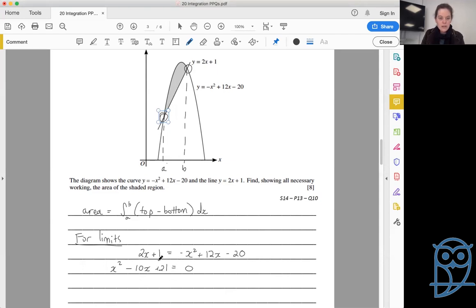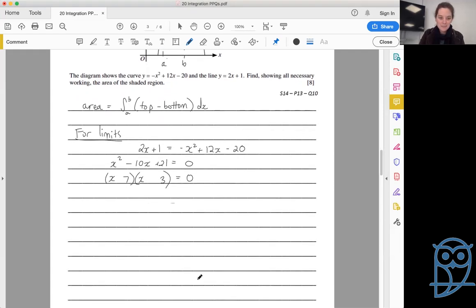Factors of 21 that are going to add to give us 10. Well, that's nice and simple, 7 and 3. Equals 0, never forgetting our equals 0. Nothing's changed there either. Like signs, and both are negative. So x equals 3 and x equals 7. That's our two limits.